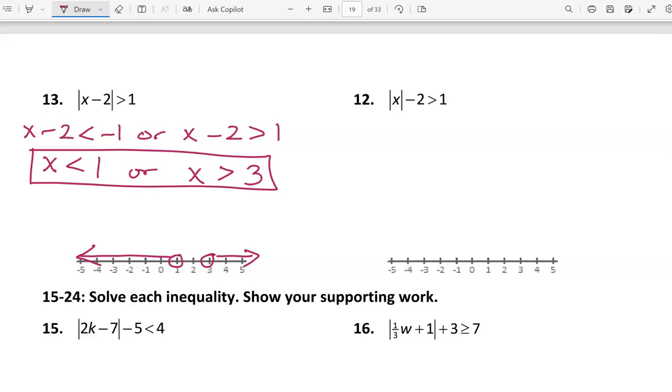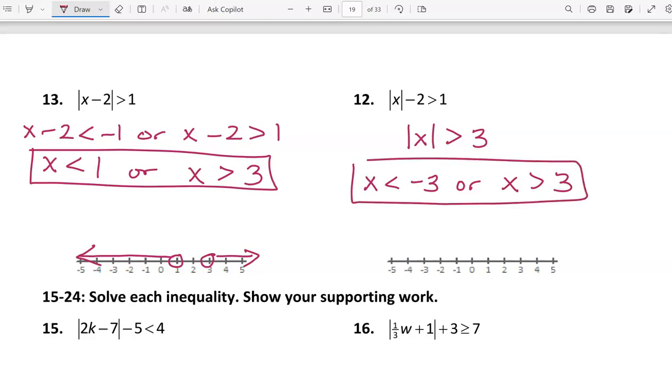Make sure that you have your inequalities pointing in the correct direction. Number 12, that -2 is outside the absolute value, so we're going to add 2 to both sides first before we attack that absolute value. The absolute value of x is greater than 3 when we isolate the absolute value. That means numbers are far away from 0. Where do we find numbers that are far away from 0? We can find them on the left side of the number line, smaller than -3, or on the right side of the number line, greater than 3. There's our solution set, and here is the graph of that solution set.